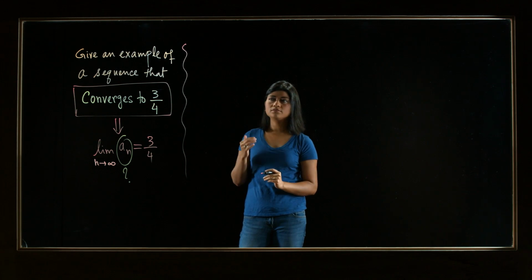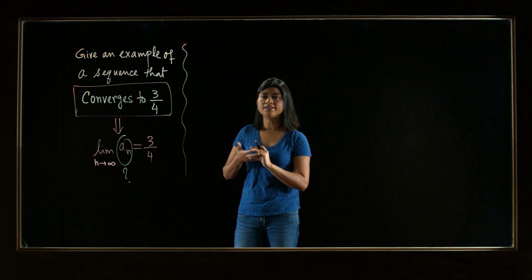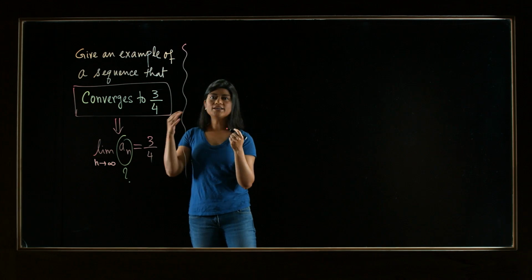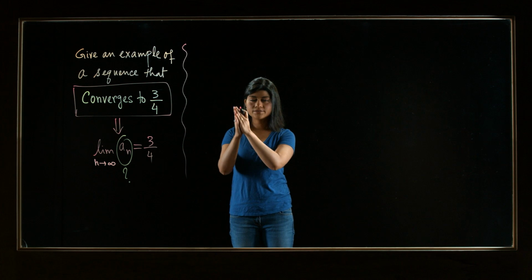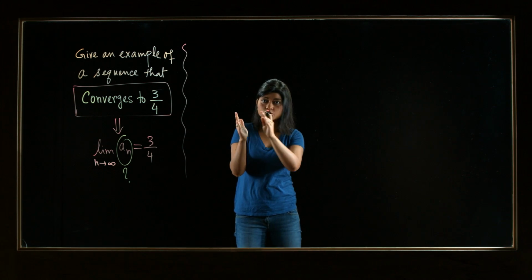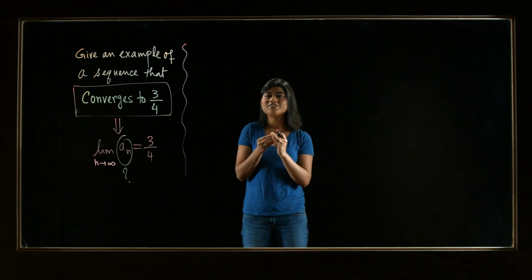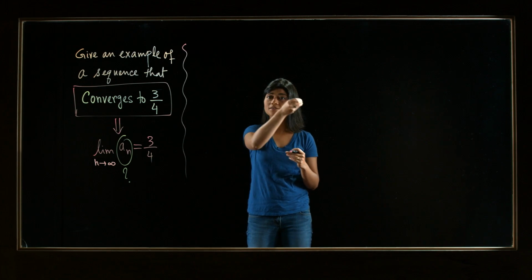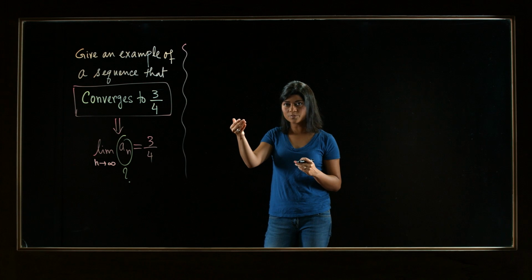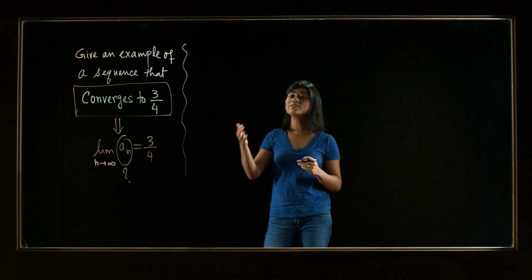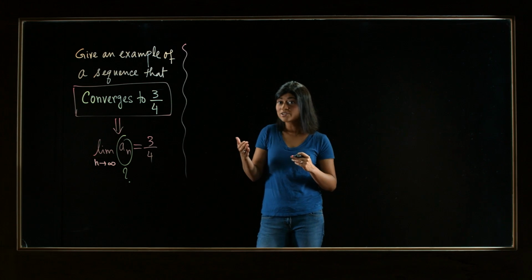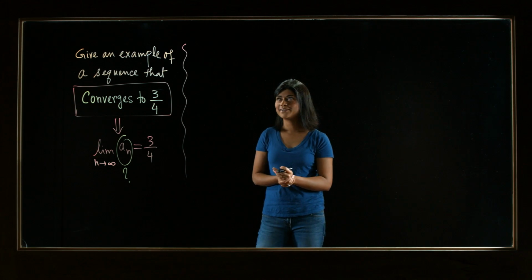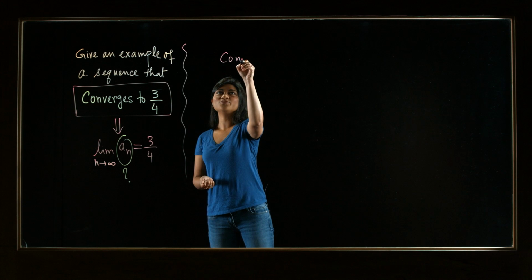So let me give you at least an idea of how to look for examples for these types of problems. Think about it: a sequence will converge, and it will converge to 3/4. So what kind of sequence can it be? What will the terms be? The first thing that should come to your mind is that there is a sequence that always converges to the number that you want it to converge to. And what sequence is that? Well, it's a constant sequence.